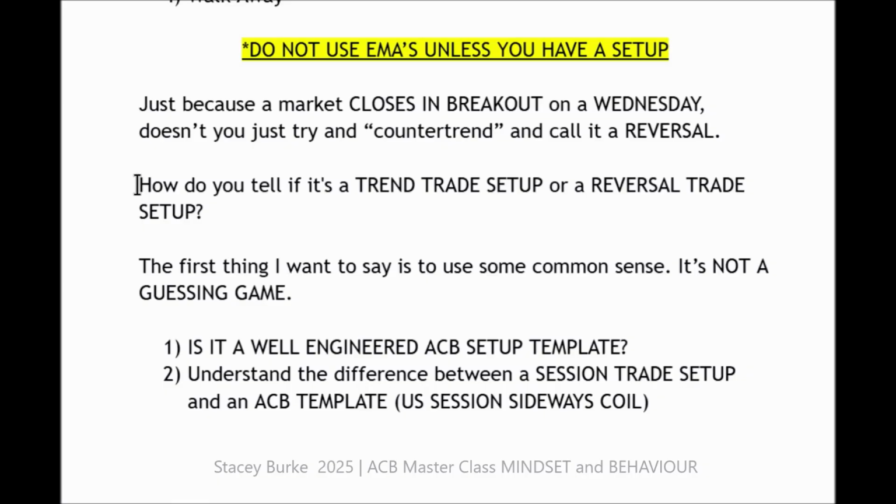One of the other things that's being repeated is, how do you tell if it's a trend setup or a reversal trade setup? Well, number one, you cannot trade against a well-engineered coil either way. So you only have one choice you can choose from, and we're going to look at some examples of that. Number two, as I just said, front side of a month. If we're in the front side of the month, which is the first few weeks, we can be expanding a range.